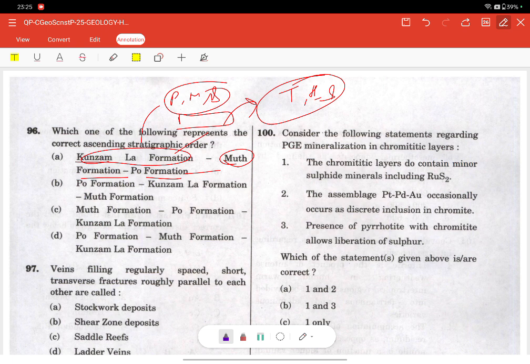Then we have the Muth formation. It is Muth quartzite and it lies above the Kunzumla, and it's a regionally persistent marker horizon across Spiti, Zanskar and Ladakh. Now coming to the Po formation, it is Carboniferous to Permian in nature and it has a carbonate-rich marine sequence, and it stratigraphically overlies the Muth formation. So that is that: Kunzumla, Muth and Po.